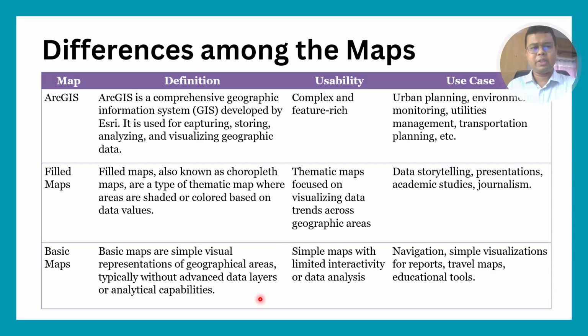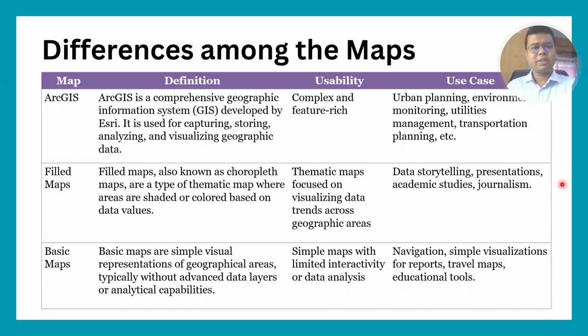So what is the difference between these three map charts? The first one is ArcGIS, the second one is filled map, and the third one is basic map. To be honest, ArcGIS is quite complex and feature rich, right? And the filled map is a thematic map focused on visualizing data trends across a geographical area. On the other hand, the basic map is very simple. In many cases, you can also use a distribution table or a graph like a bar chart, column chart, or pie chart, right? But to visualize it in a more attractive way, you can use the basic map chart, right?